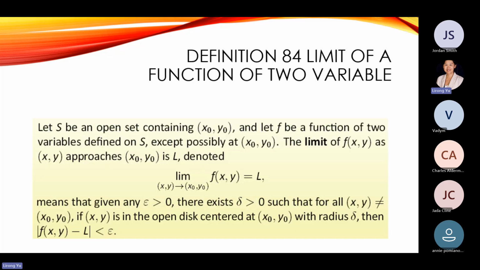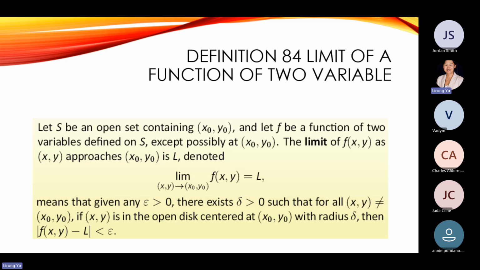Limit. Now, the limit of a two-variable function is L as long as, given any epsilon, you're able to find a delta, that's a radius, such that if (x, y) is in the open disk centered at (x0, y0) with radius delta, then |f(x, y) minus L| is less than epsilon. Meaning that we're able to make f(x, y) and L very, very close, so close that their distance is smaller than any arbitrary given epsilon.